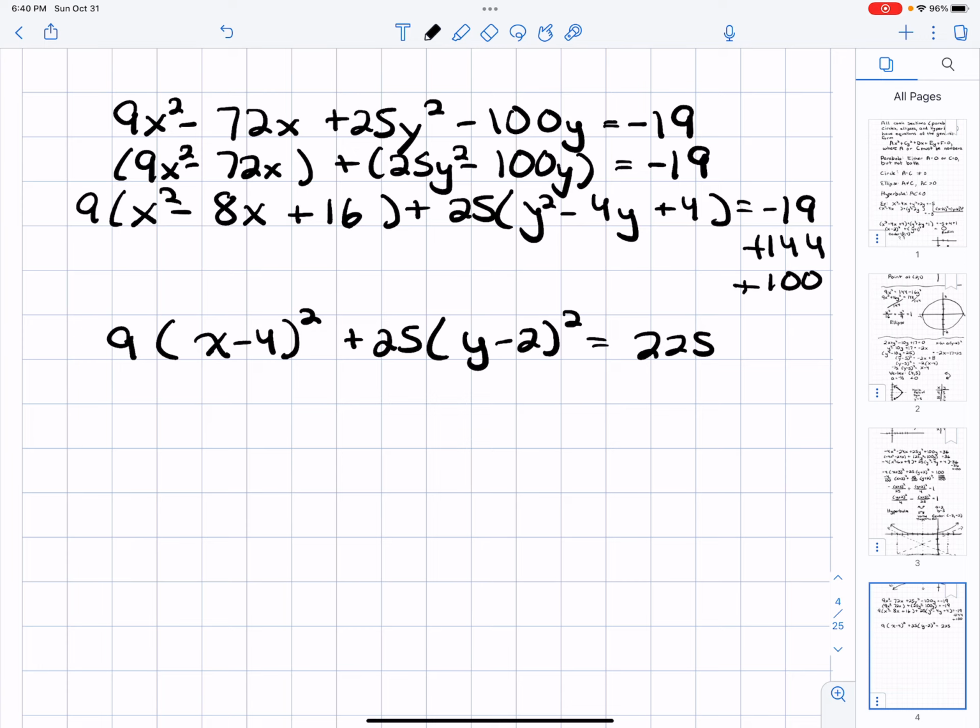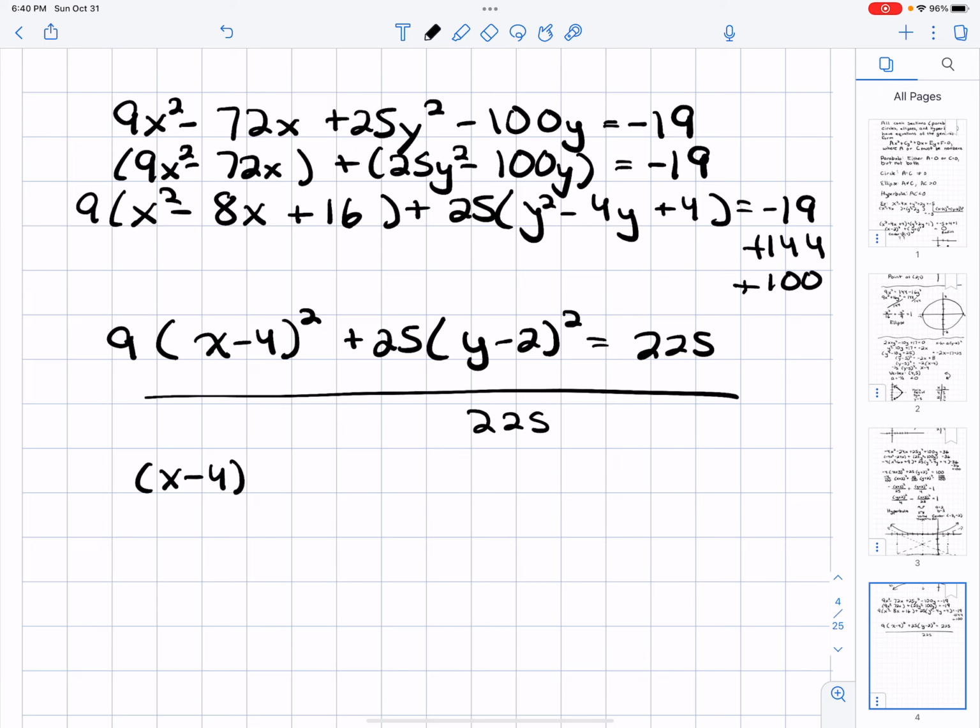We're going to divide everything through by 225. So we end up with x minus 4 squared over 25 plus y minus 2 squared over 9 equals 1. All right, we are dealing with an ellipse because we have that plus sign in there in the equation.